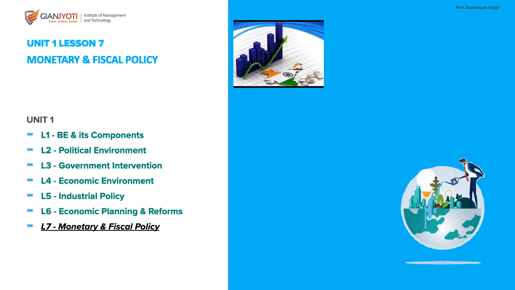So far, we have discussed business environment. After that, we discussed political environment, and we discussed the government intervention, the economic environment, the industrial policies of India, and then we also had a good debate on economic planning and reforms. And today we are going to discuss monetary and fiscal policy.